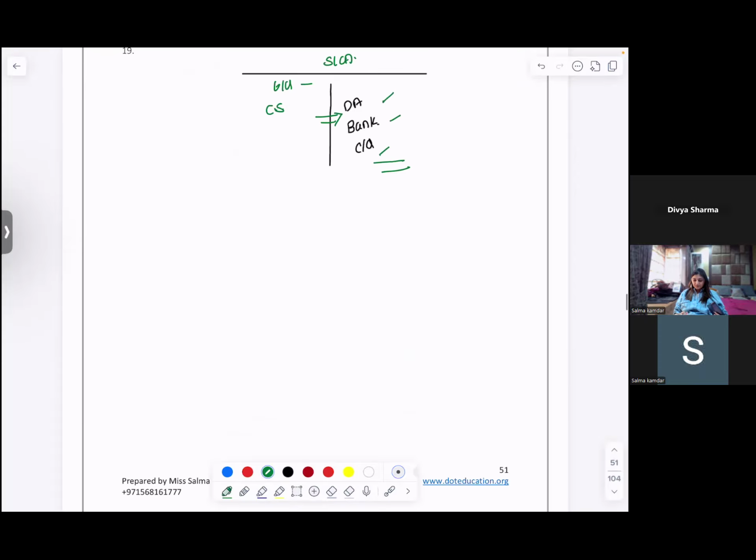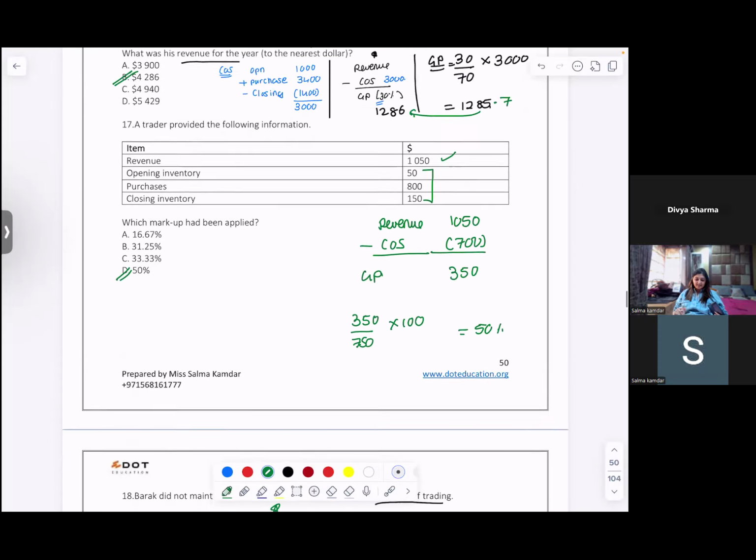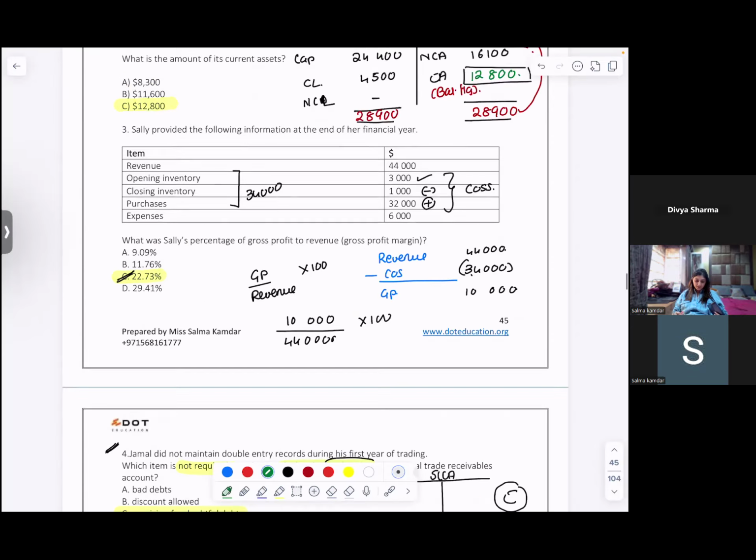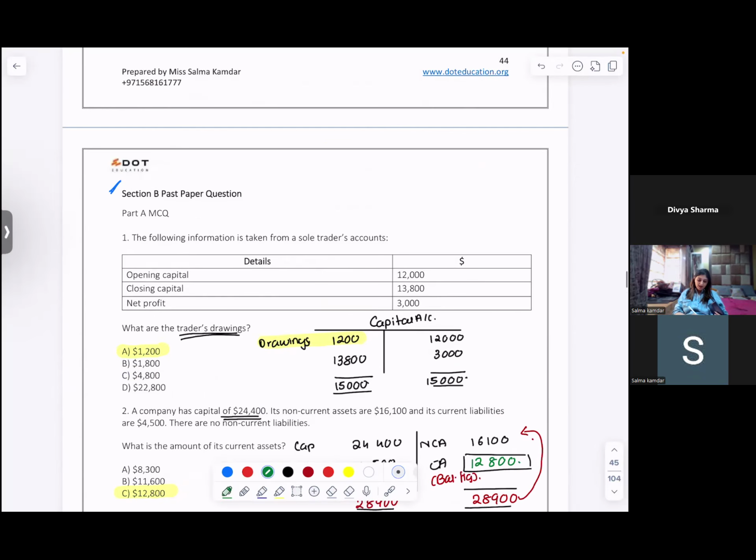Okay. So with this, we complete our MCQ part of the worksheet, which is part A of our worksheet. Okay.